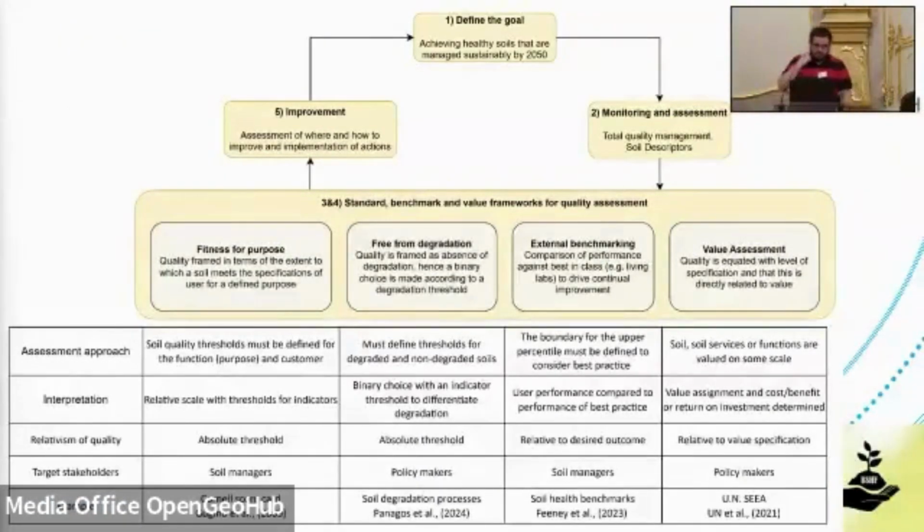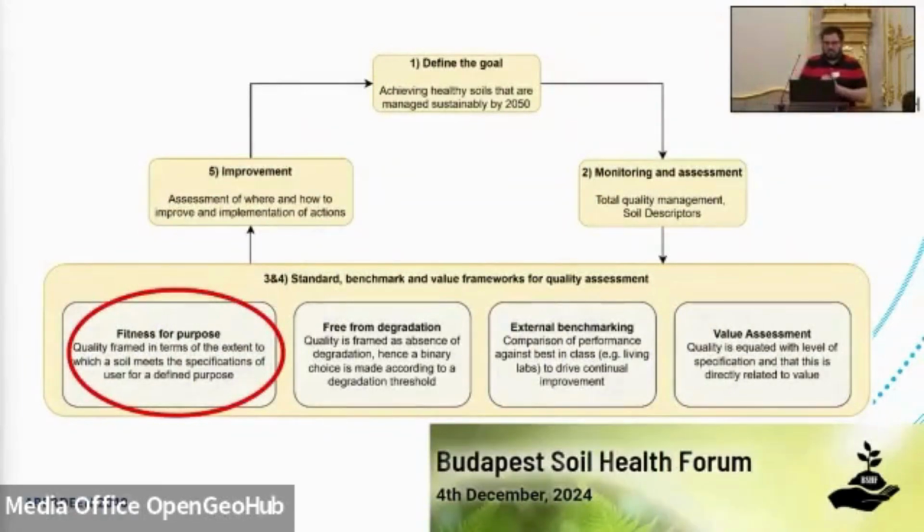So I hope you can read this slide, but I'm going to break it down anyway. At the top, we have the defining of a goal, number one. This is what I was talking about earlier on, achieving healthy soils by 2050. And then number two, monitoring and assessment, looking at this total quality management, soil descriptors approach that's been used in the soil monitoring law. And then we have a list of ideas, which I'm going to break down a little more, things that have been talked about and are available in the academic literature, but also something that we need to think about when we or our stakeholders are assessing soil quality. So I'll break this down a little cleaner, if you will.